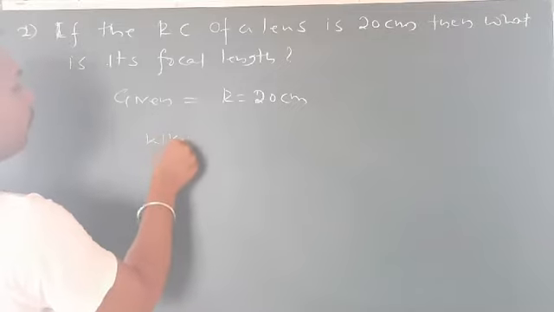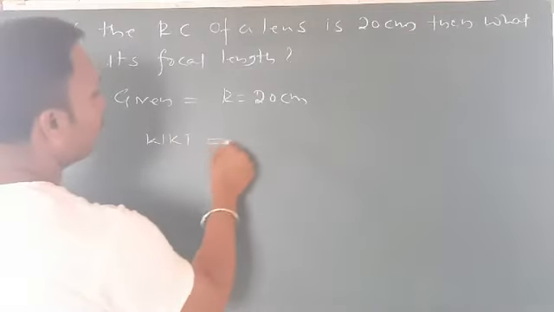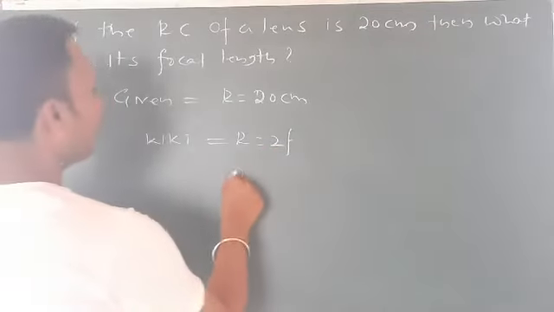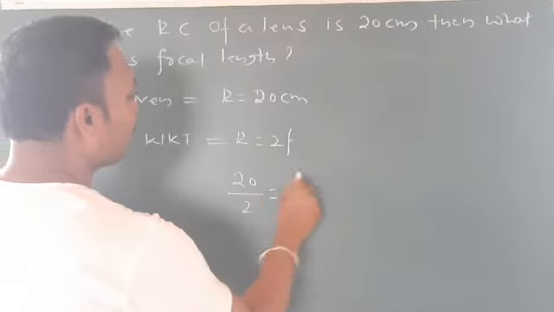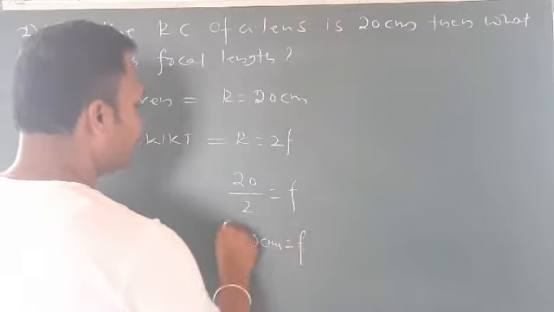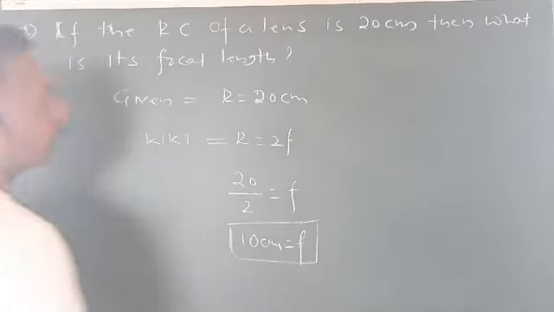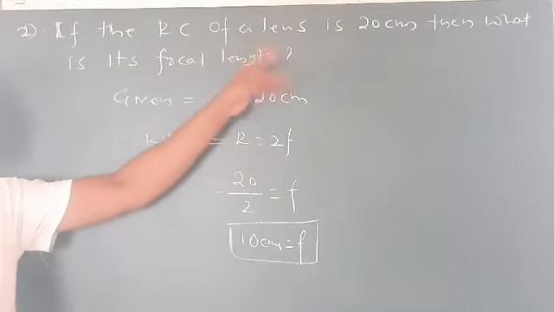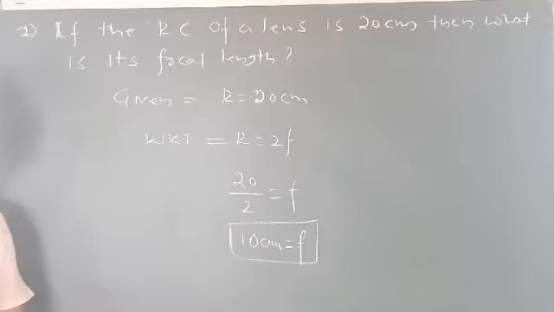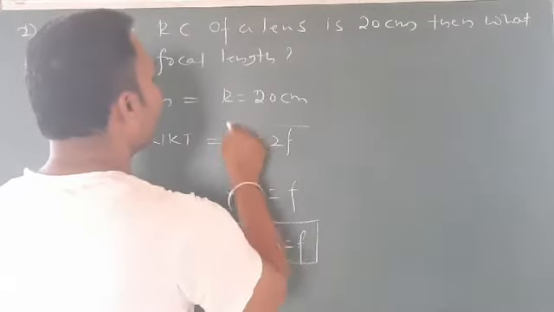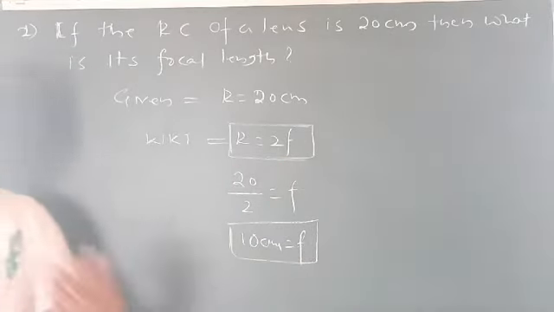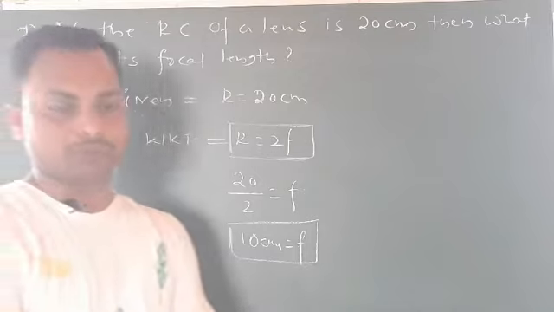We know that r is equal to 2f, and we need to find f. R is given, so 20 by 2 is equal to f. This is 10 centimeter, so f is equal to 10 centimeter. See, here the radius of curvature is given and we need to find the focal length, which is 10 centimeter. I hope you understood very well. This formula is very important, so keep it in your mind. Once you know this one, you will get 1 or 2 marks very easily.